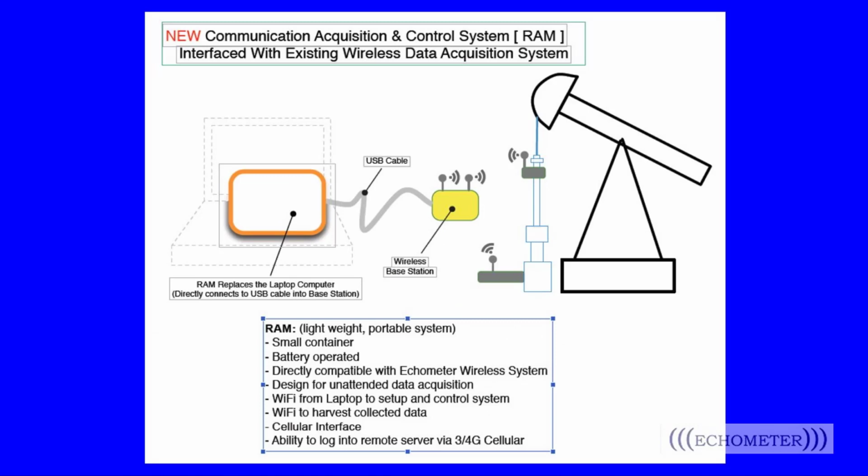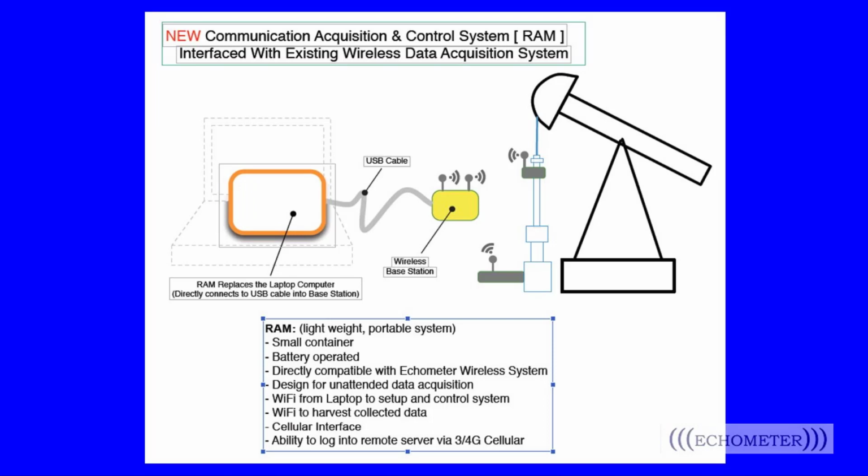There's a computer inside the RAM. The base station sits in there. So it's a small container. It's battery operated. It works with the wireless equipment. And you can set it up to acquire the data while it's unattended, set up a schedule of tests. And we're going to see we can connect this to the cloud, or you can talk to that RAM directly with a laptop.